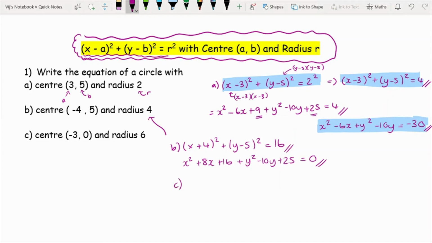For part C, again, substituting numbers in, we get x plus 3 squared. Now, as you can see, there is nothing to add to y, so I could write it like this, equals 6 squared, or I could go on to simplify that second bracket, so I just get y squared equals 36. So don't automatically think that you need to have a coefficient of x or a coefficient of y, because what that basically means is that your center ordinate for either the x ordinate or the y ordinate is going to be 0.